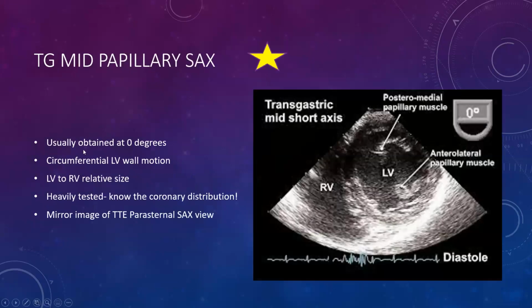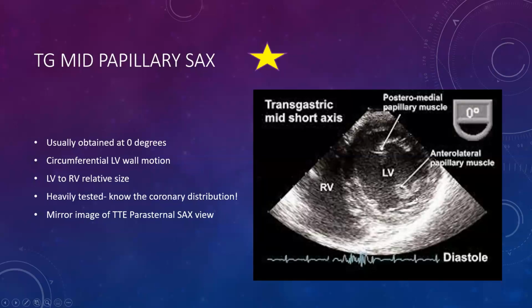But what is very useful, extraordinarily useful, is this transgastric mid-papillary short axis view. So this gives you a circumferential view of the left ventricle. You also see the right ventricle, which means if your right ventricle is blown and you have abnormal septal movement, again, from potentially a PE, you can see that in this view. If you have a massive anterior MI, you can see that with anterior wall hypokinesis.